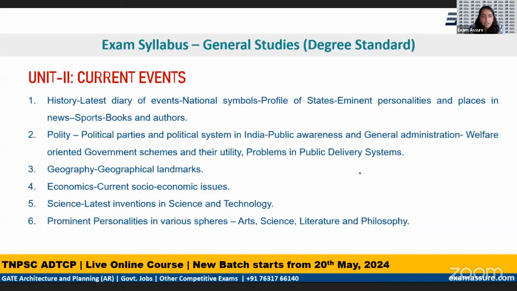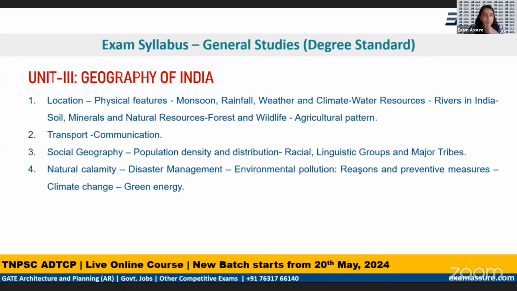Current events, what is happening in the country and in the state at this present moment with respect to politics, geography, economics, science, as well as prominent personalities in these fields. Plus knowing about important personalities from history, sports, books and authors is important.